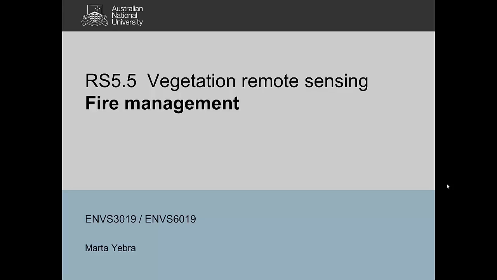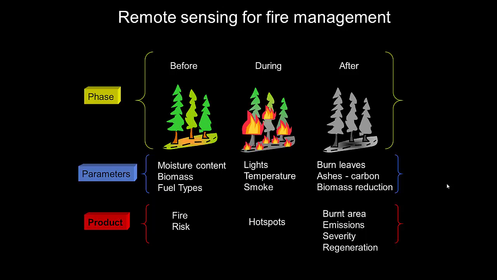My name is Marta Gebra, and in this video I'm going to show you some examples of how remote sensing can support many aspects of fire management. So remote sensing can be used for pre-fire assessment of fire risk, real-time mapping of fire extent and movement, and also for post-fire analysis of burn extent, for example.